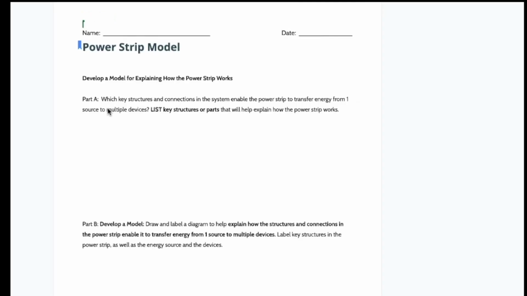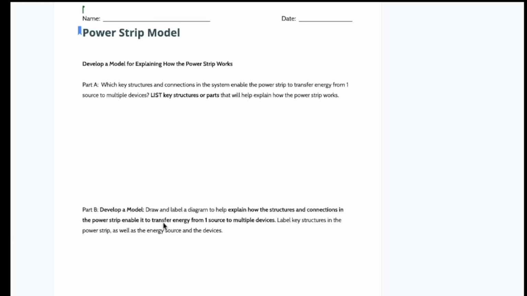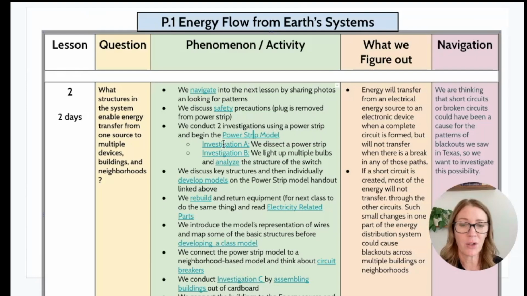And so in part A, after investigation A, they're going to describe or list the key structures or parts that will help explain how the power strip works. And then in part B, they're going to draw and label a diagram to explain how the structures and connections are able to transfer energy to those light bulbs. And so this is the handout that goes with investigation A and investigation B. And there's some slides to support each investigation.